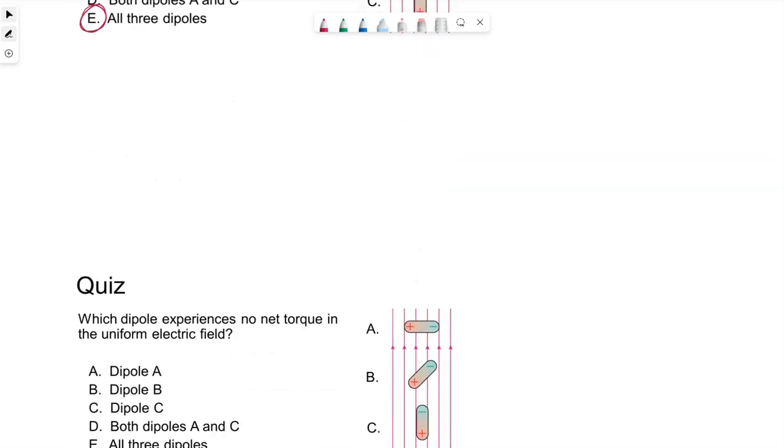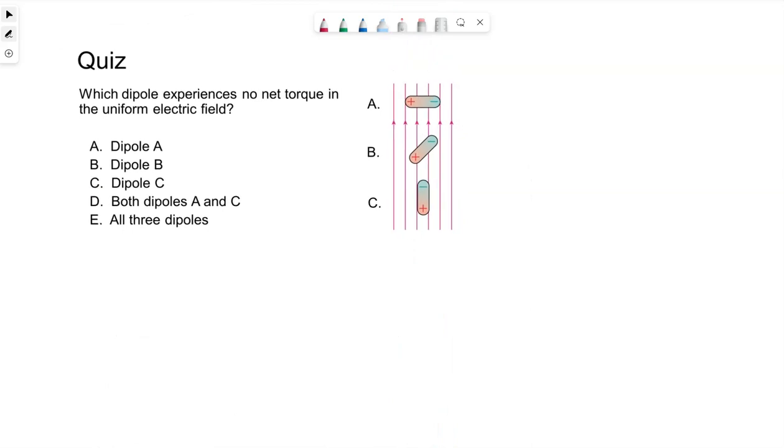All right, one last question. So the correct answer is C. C is not going to rotate because it is already lined up with the field. Now it is lined up opposite the field. This is considered an unstable equilibrium.